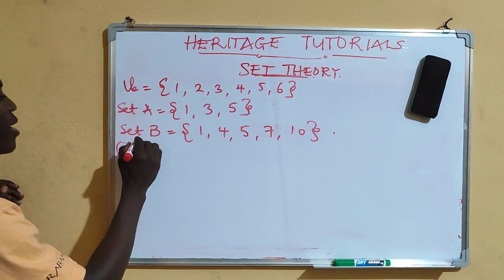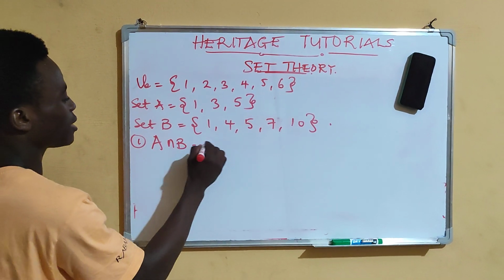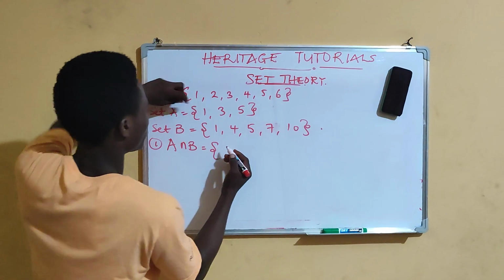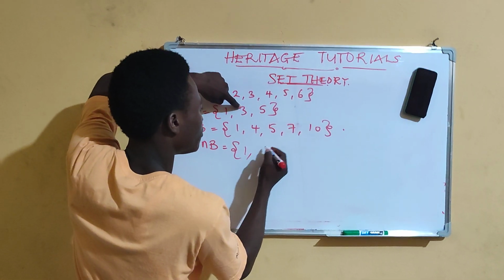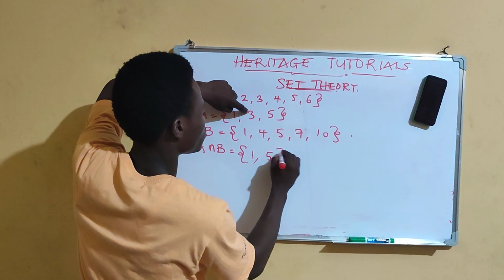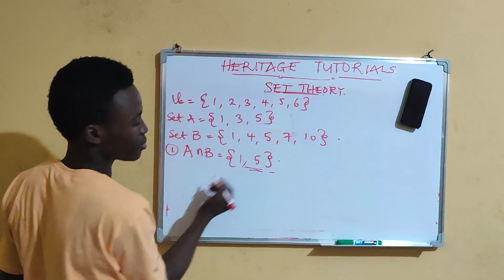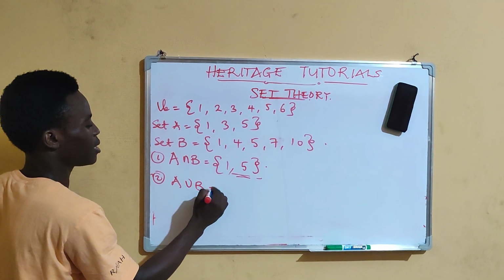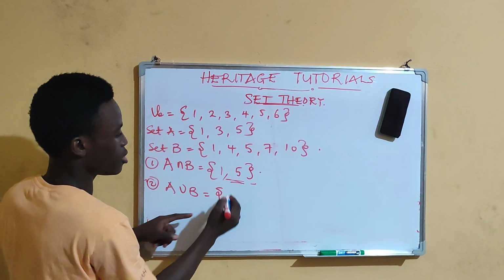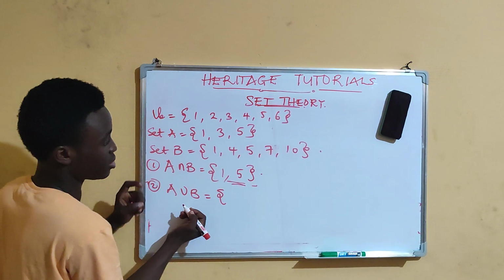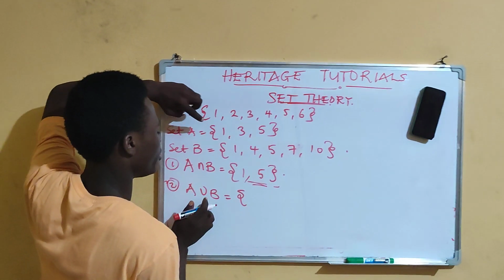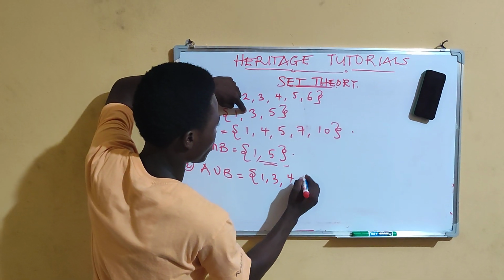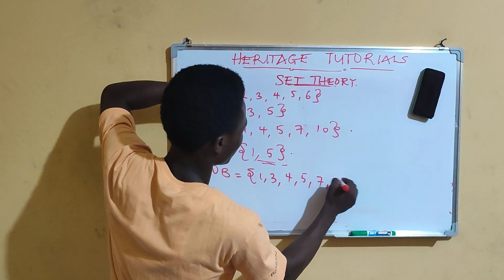So number 1, let's find A intersect B. A intersect B, now, remember I told you intersect is common. So what are the things that are common? I have 1 in common, I have 5 in common. So A intersect B will be 1 and 5. Then also, I can find A union B. A union B, union means everything, all. So what are all the elements between A and B? I have 1, I have 3, I have 4, I have 5, I have 7, I have 10.